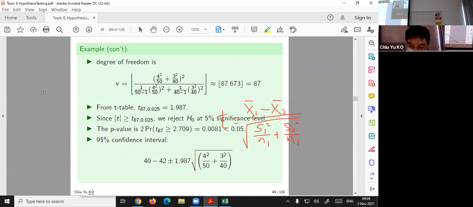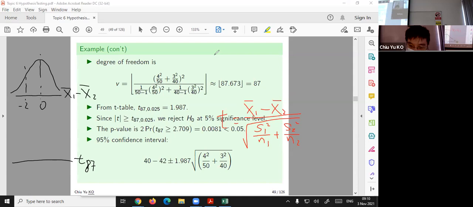Let me draw here. What we have is supposed to be normal under the null. This is 0, and the data you have is -2. You want to judge whether the -2 is far enough away from 0 to say what we want to say, and you convert to a t with 87 degrees of freedom.